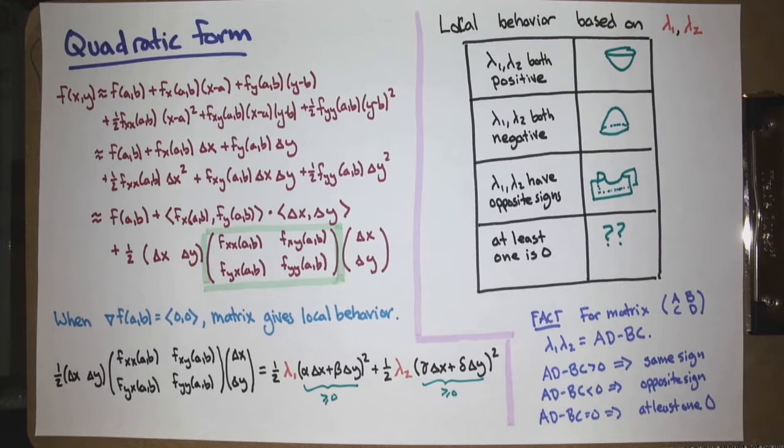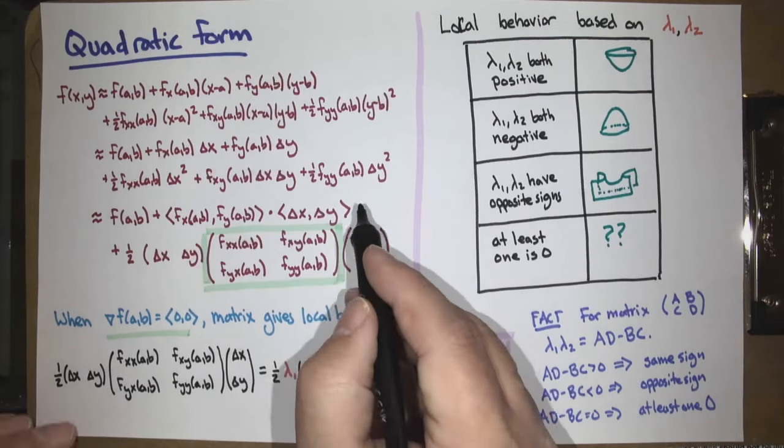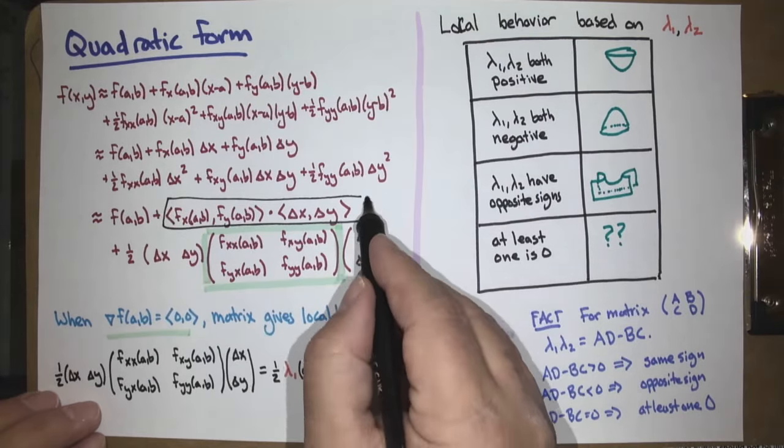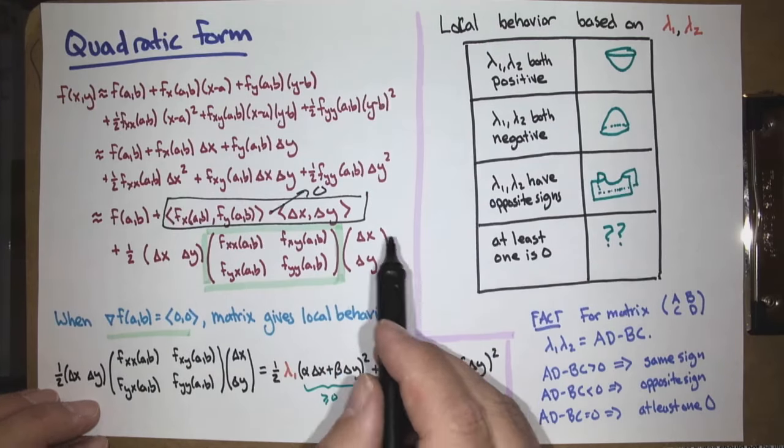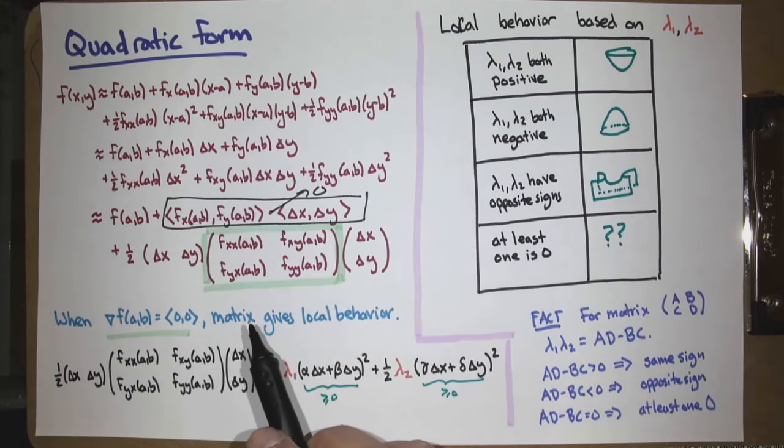But here's the idea. We're going to talk about points which are interesting, and that is going to come down to when the gradient is 0. When the gradient is 0, what happens to this term here? It goes away. So the behavior is driven by the matrix. And it turns out, after you've taken some linear algebra, that this matrix will have two numbers associated with it. They're called eigenvalues, called lambda 1 and lambda 2.